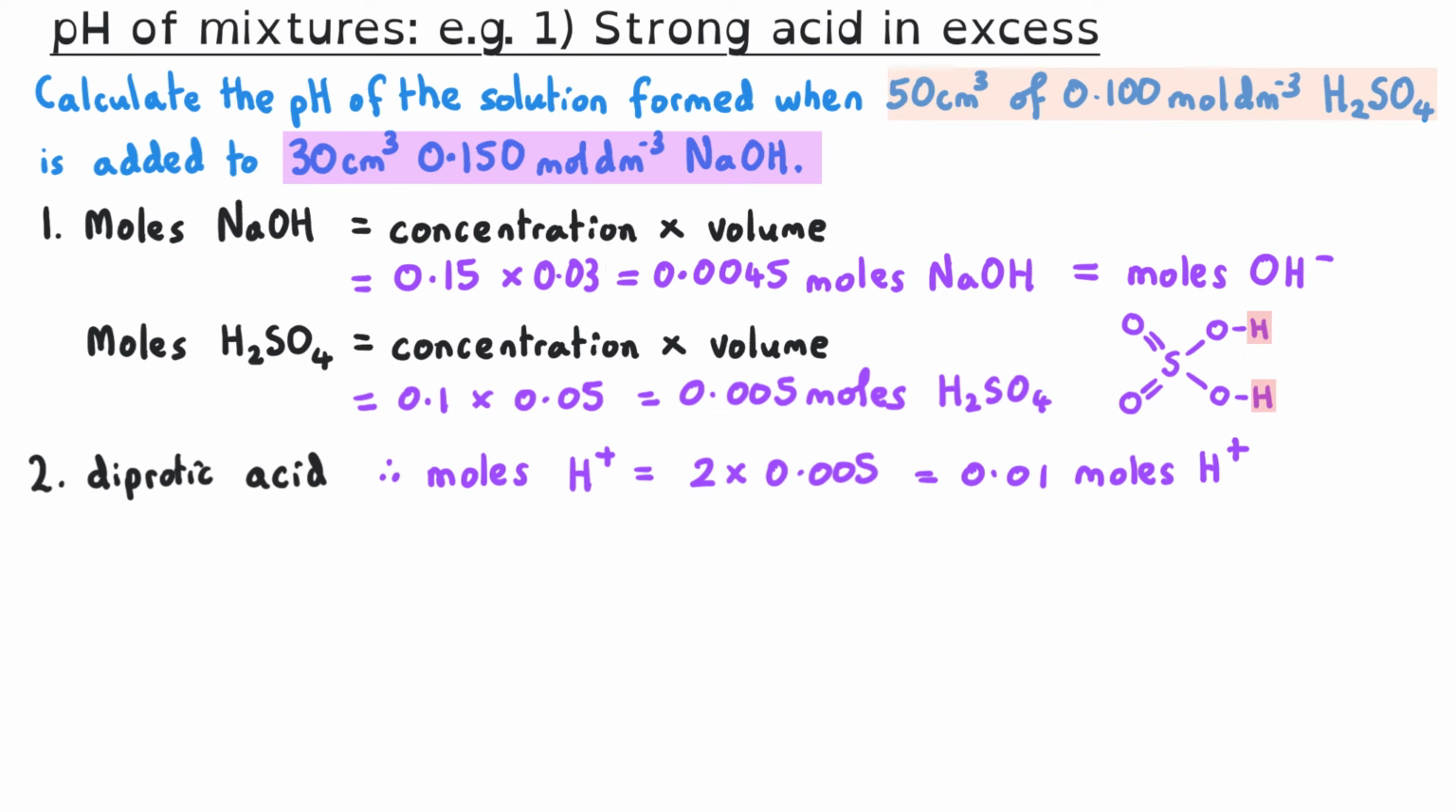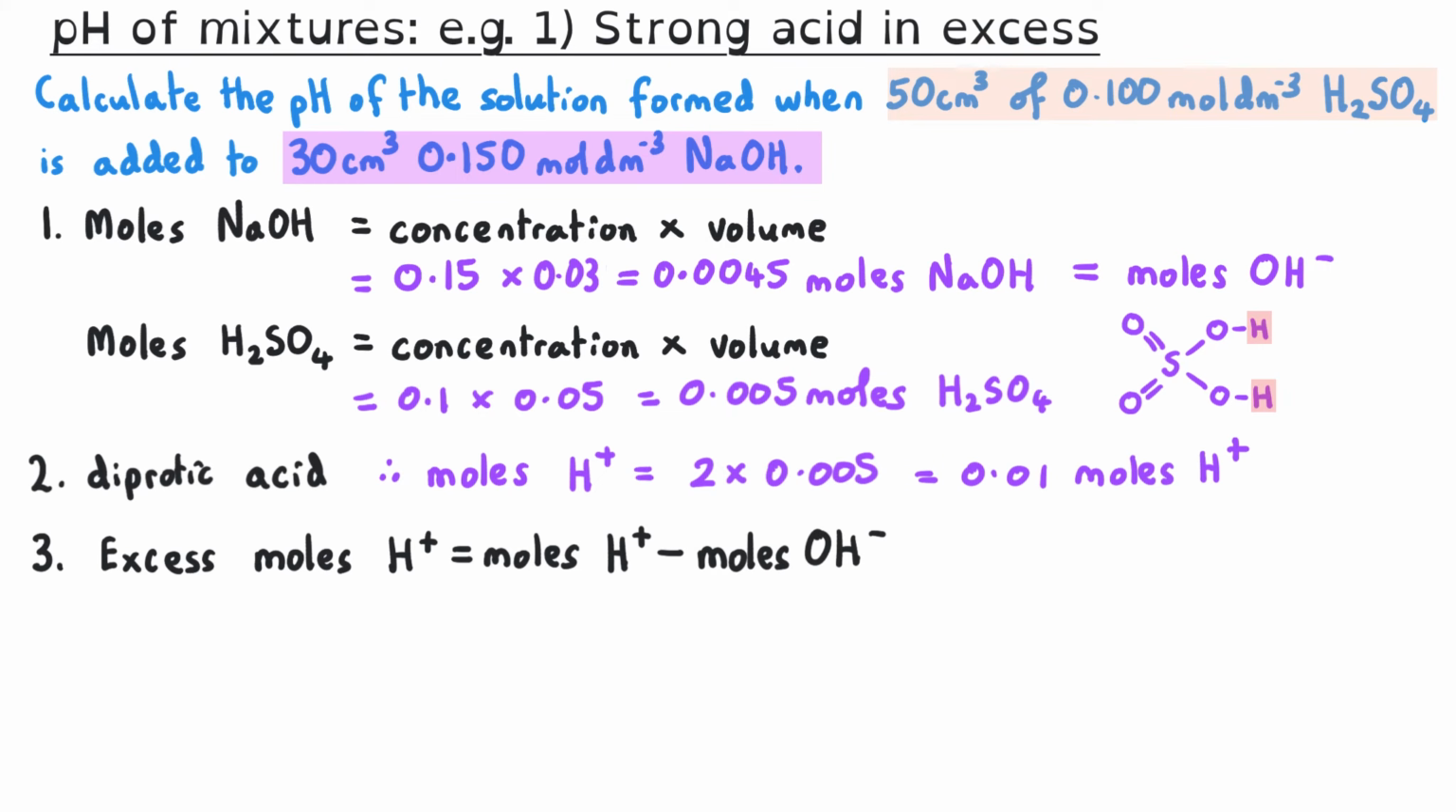This then gives us an excess of hydrogen ions because 0.01 is greater than 0.0045. Quite how much is in excess we have to calculate. So the excess moles of hydrogen ions is the moles of hydrogen ions, 0.01, minus moles of hydroxide ions, 0.0045. This gives us 0.0055 moles of hydrogen ions.